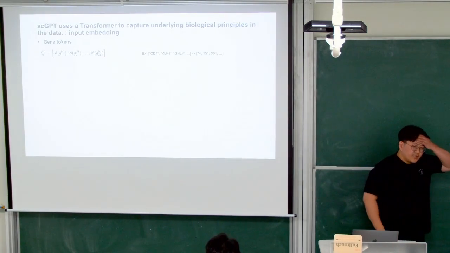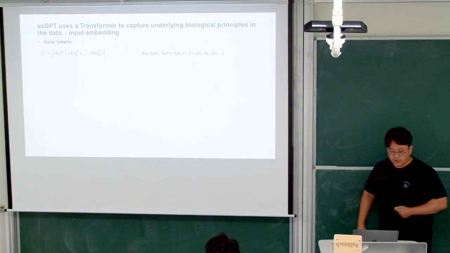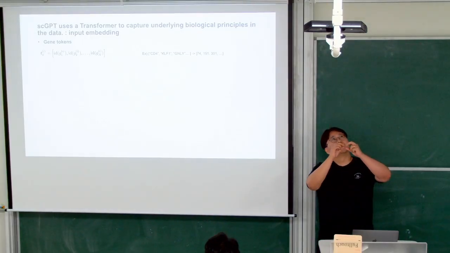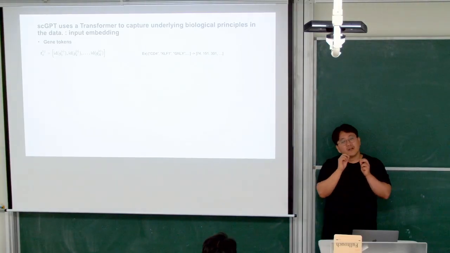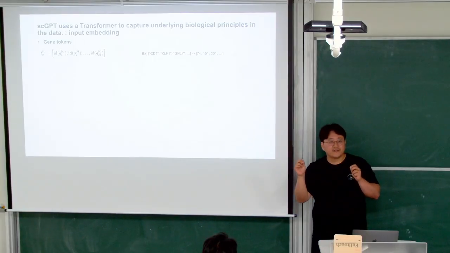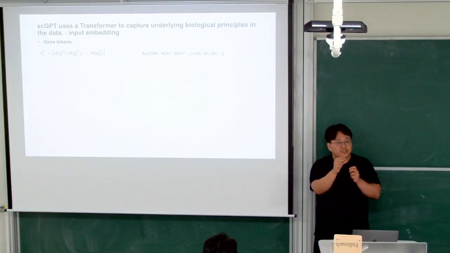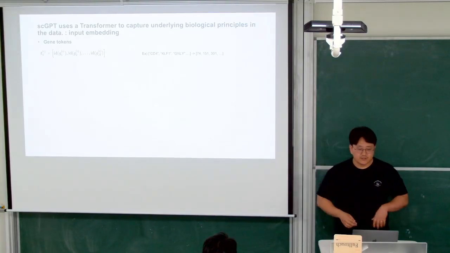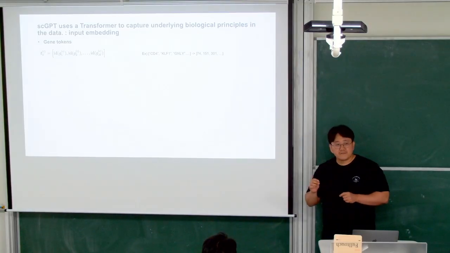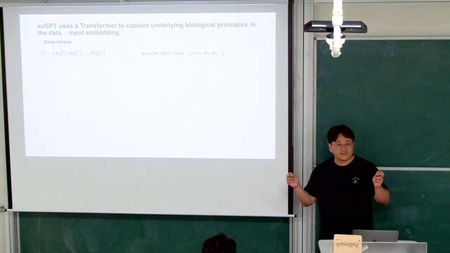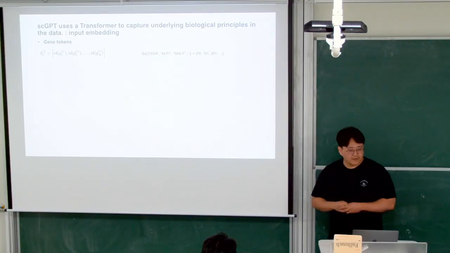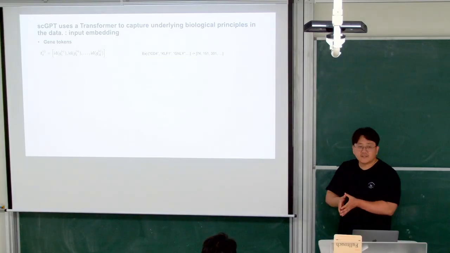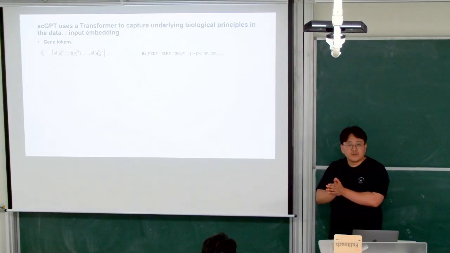And how about scGPT? Let's think about the cell vector. A cell vector has multiple digits, and each digit corresponds to each gene. Each gene has its name, and each cell also has its state. For example, some cells could be normal cells, some cells could be cancer cells. So there is several information, and we need to convert that information to the embedding vector.